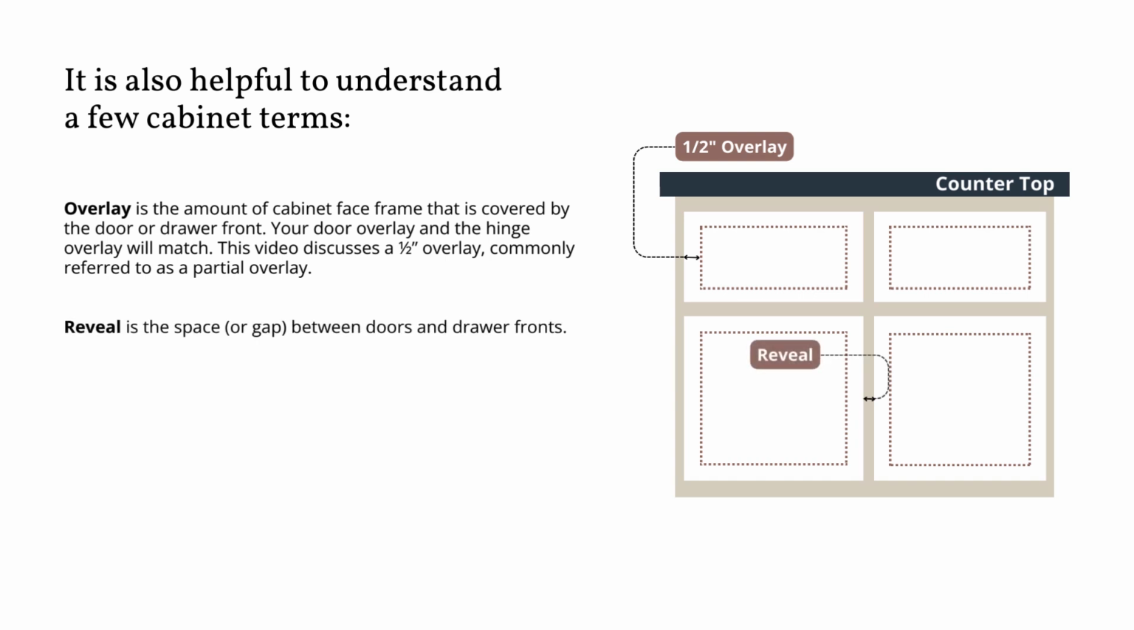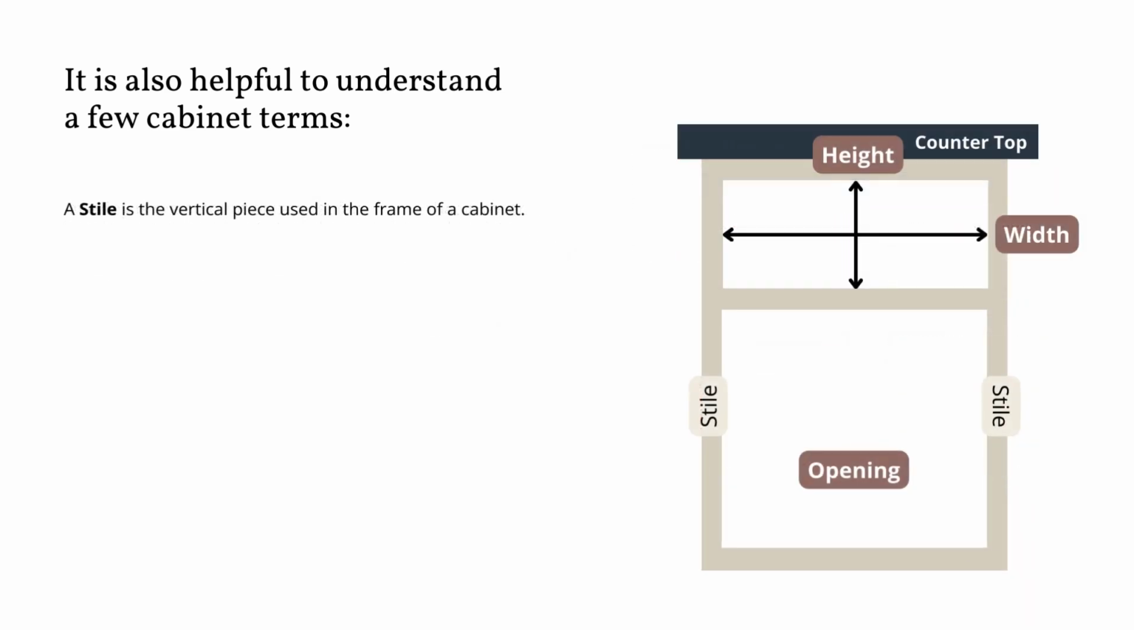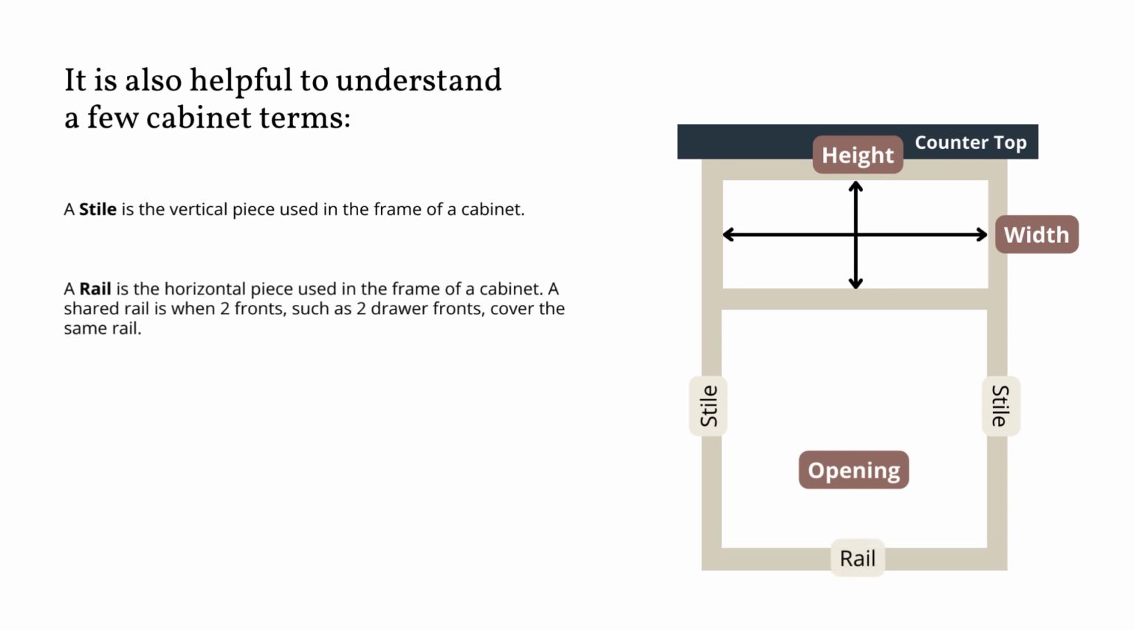Reveal is the space or gap between doors and drawer fronts. A stile is the vertical piece used in the frame of a cabinet. A rail is the horizontal piece used in the frame of a cabinet. A shared rail is when two fronts, such as two drawer fronts, cover the same rail.